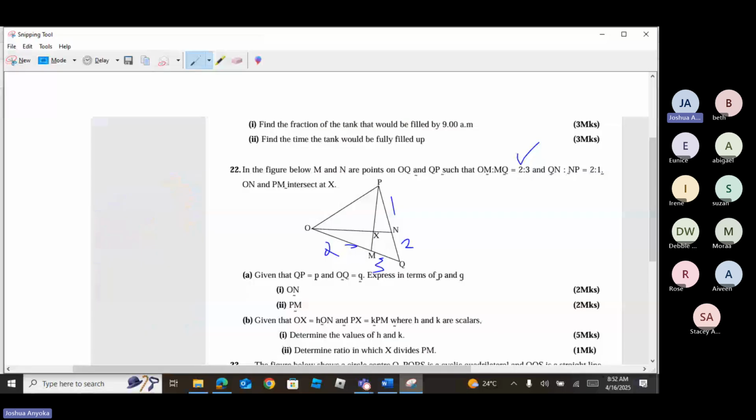Given that QP is vector P, you indicate the direction. The direction is QP, is vector P. And OQ is vector Q. So indicate the direction OQ. Direction is very important in vectors. Expressed in terms of vector P and Q, ON. So you come here and say vector ON.